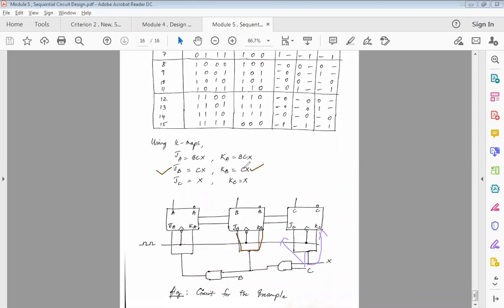CX is a combination, or multiplication, of C and X. So you have C and X. This is where you get your output, right? The same thing is given for your KB and your JB. Now, if I multiply again with B, CX will become BCX. This is where I get my output, and this is given to KA and JA. So ultimately, I have got my K map, and then I have got my equations. From the equations, I am going and getting the final circuit.